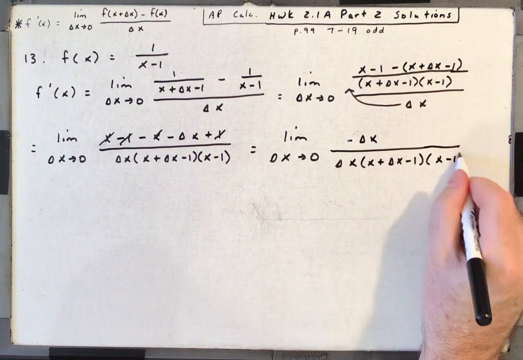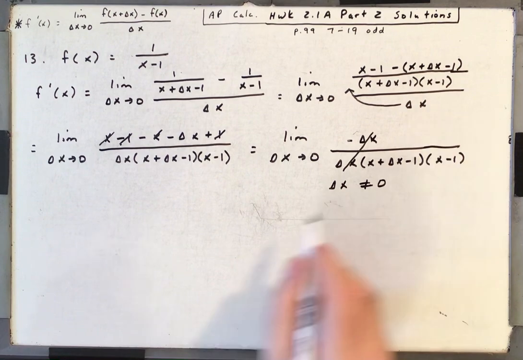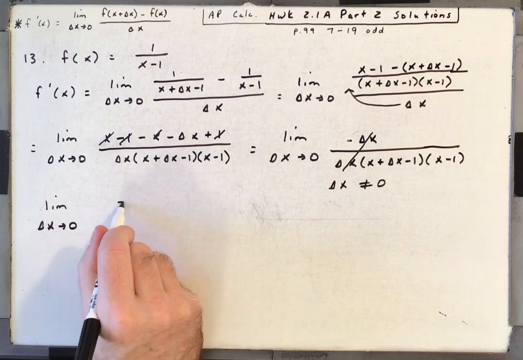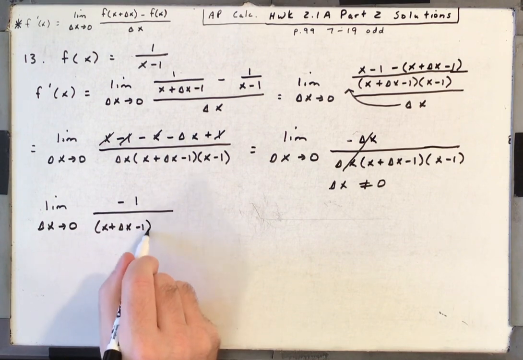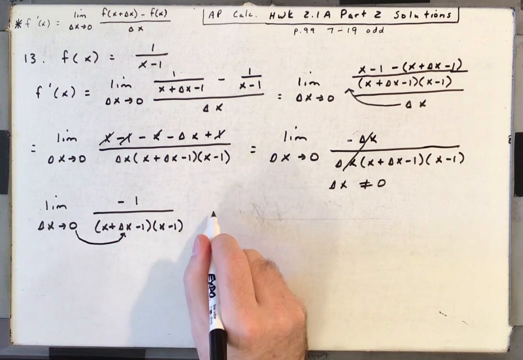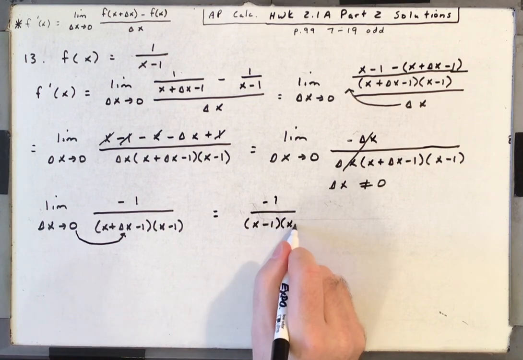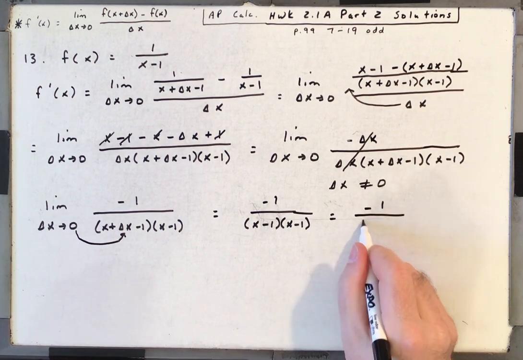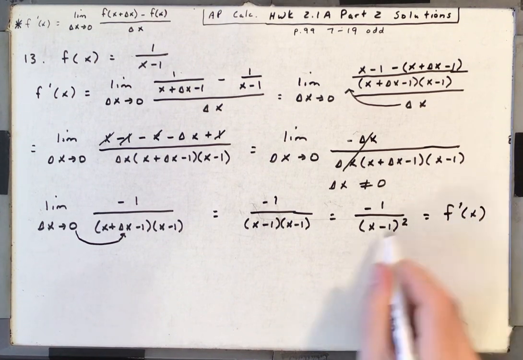times x minus 1. Now I can cross out, as long as the delta x does not equal 0. We're almost done with this one. It's going to be negative 1 left on top, x plus delta x minus 1 times x minus 1. Now we can plug that 0 in here, and you're left with negative 1 over x minus 1 times x minus 1. And a better way to write that is negative 1 over x minus 1 all squared. And that is equal to your derivative.